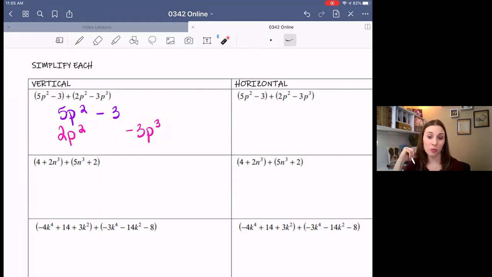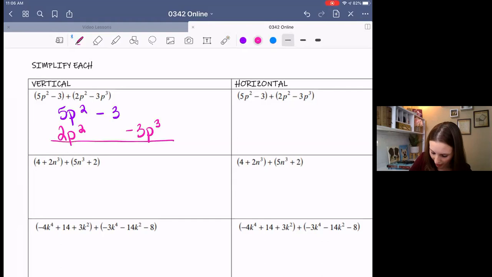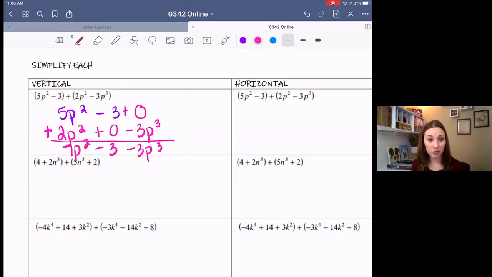They're not like terms. I don't want to put them together because they're not alike, so I've separated them vertically. And then when you're adding, you just add straight down. So this is a 0 up here. This would be a 0 right here. You don't have to put 0, but if you want to put a placeholder there, you can. So we're going to add those, add those, add those, and that's your answer.